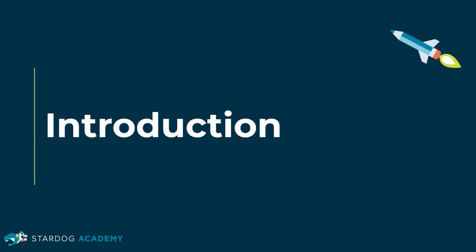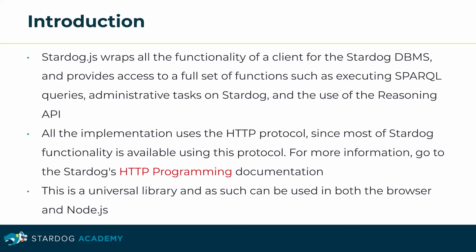This section is about introducing you to Stardog.js. Stardog.js wraps all the functionality of a client for the Stardog DBMS and provides access to a full set of functions such as executing SPARQL queries, administrative tasks on Stardog, and the use of the Reasoning API. All the implementation uses the HTTP protocol since most of Stardog functionality is available using this protocol. For more information, go to the Stardog HTTP programming documentation.